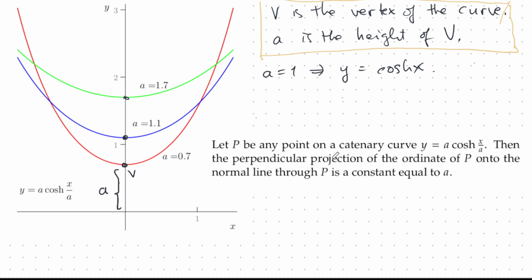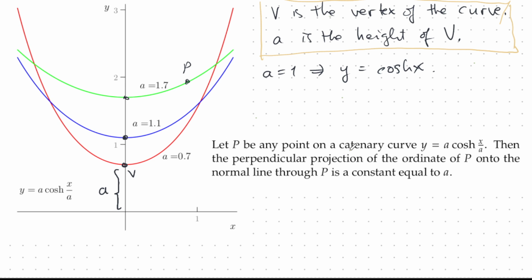P is any point on the catenary. So for example, I choose P here, any point, and the perpendicular projection of the ordinate of P onto the normal line through P is a constant equal to A.